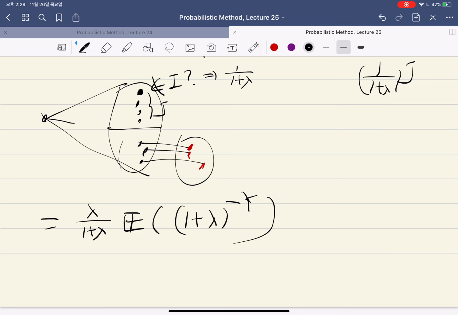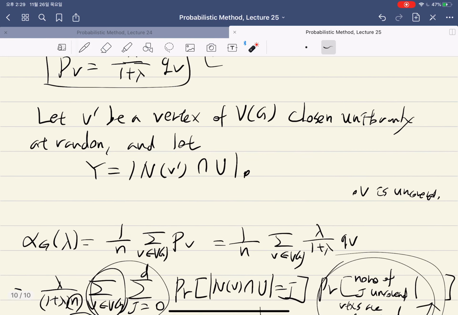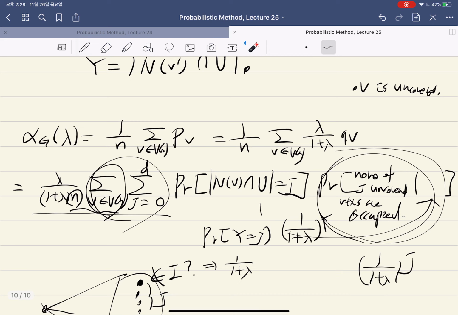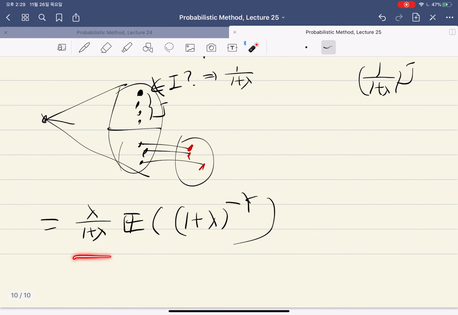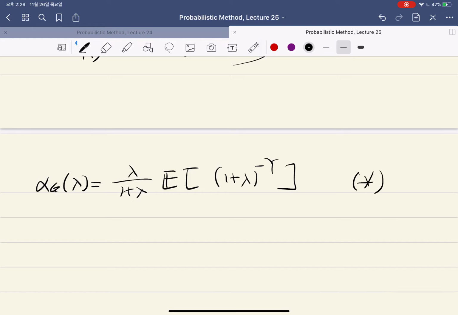So here, two things are at random. You choose this one vertex B prime at random, and you draw this independent set according to the hardcore model. Then you get this. So what you have, alpha G of lambda, is lambda over 1 plus lambda times expectation of 1 plus lambda to the minus y. So we have one way to express this alpha of G.